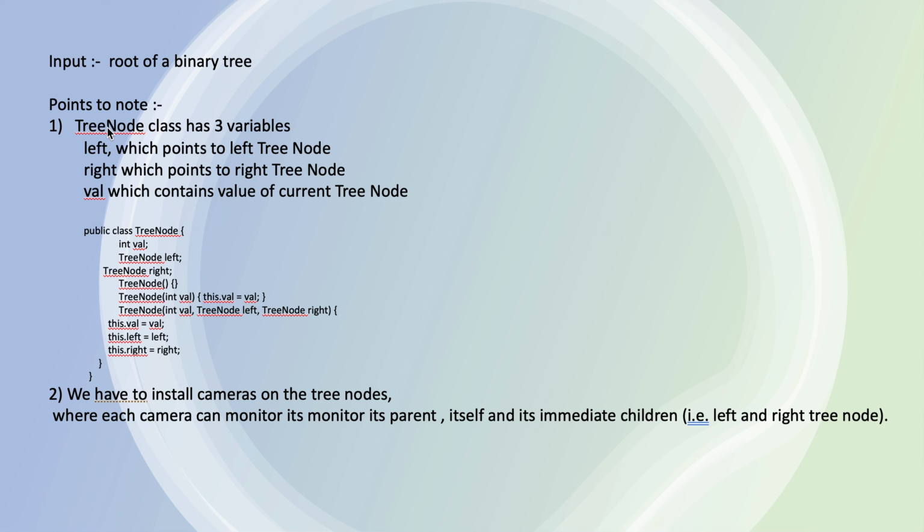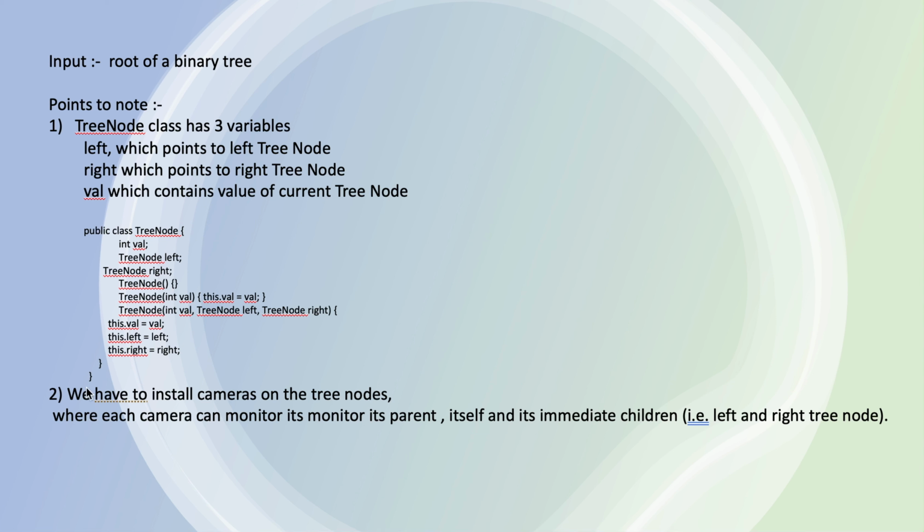Points to note in this problem is a TreeNode is a class which has three variables. One is left, which points to left tree node. Then its right variable which points to right tree node, and last is val which contains value of current tree node.